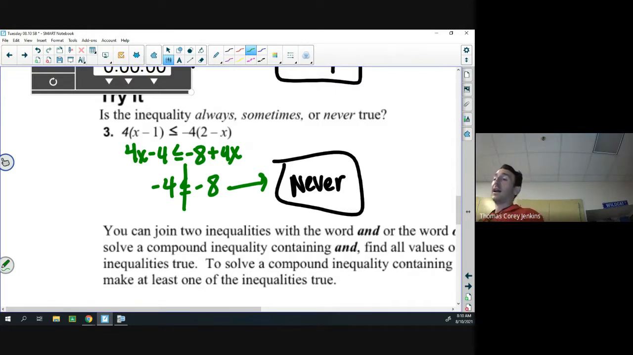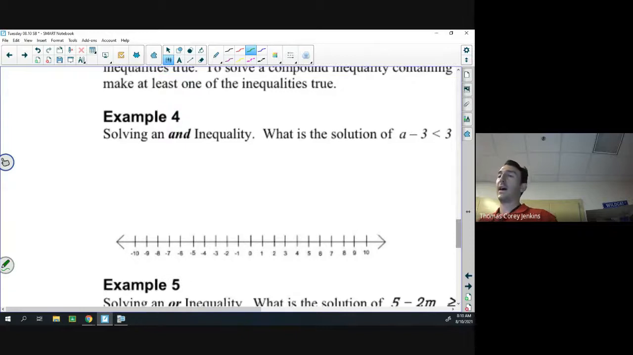Any questions before we get to the compound inequalities to finish up the notes? All right, let's go ahead and finish them up then. The last thing we'll cover with this lesson are the and/or inequalities. These have segmented parts of the number line. So let's just see what they look like.